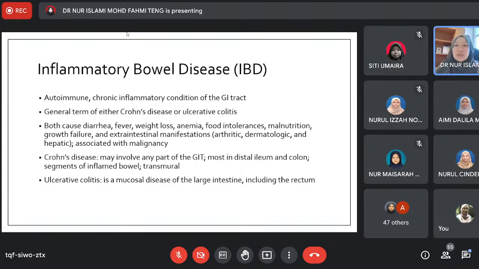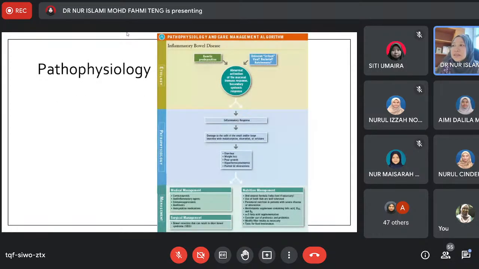So what is IBD? This is just referring to the textbook. The exact etiology of IBD is unknown, but it involves the interaction of both environmental and also clinical factors that can cause an inappropriate immune response.